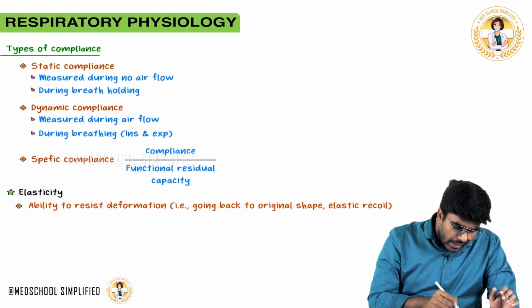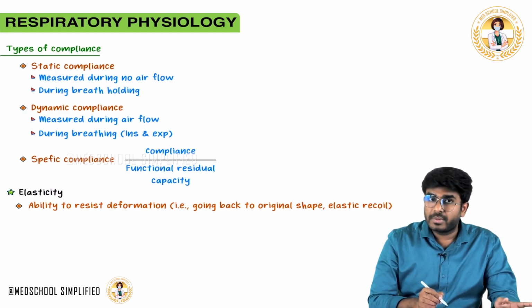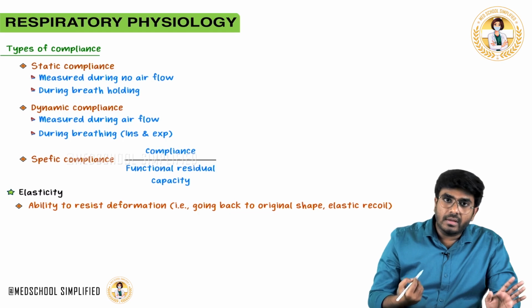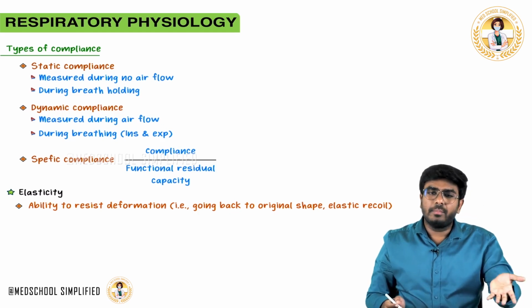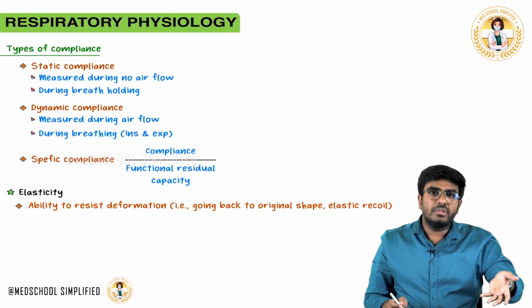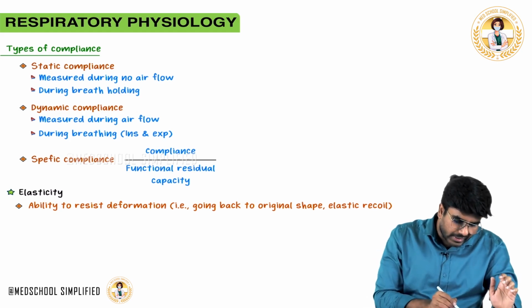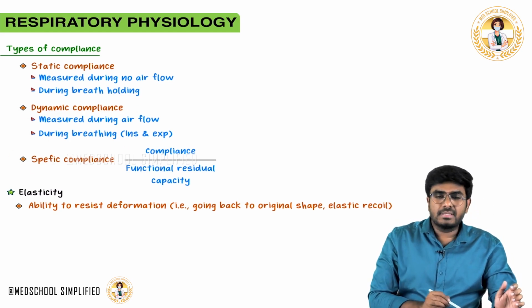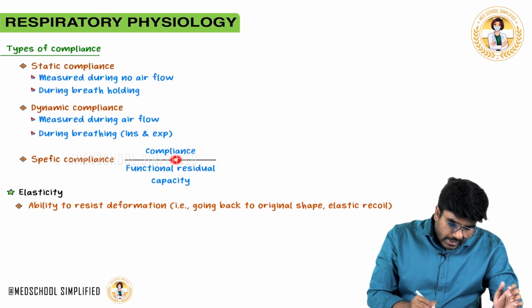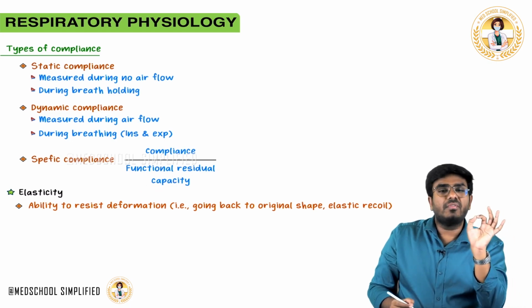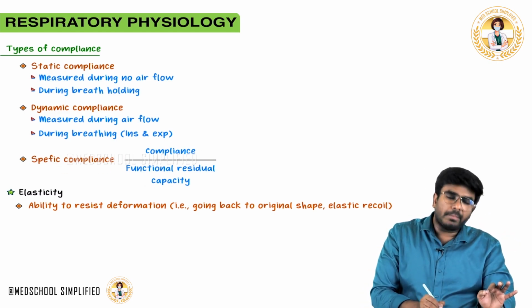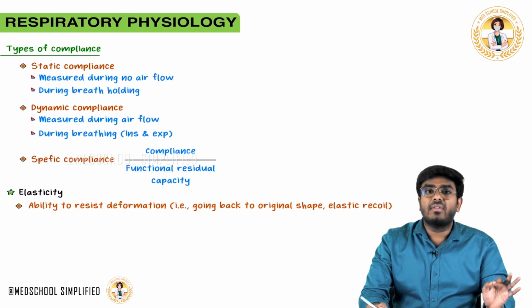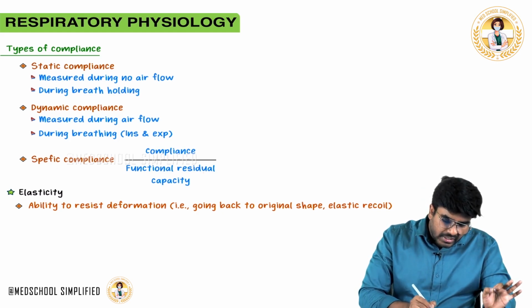But right now, the lung compliance changes during inspiration and expiration. So if you measure the compliance of lung during airflow, during inspiration and expiration, then it is called a dynamic compliance. Dynamic means changes. Changing in the compliance during inspiration as well as expiration. That's dynamic compliance. Now, what is specific compliance? Specific compliance is the compliance of the lung at a particular functional residual capacity. If you measure the compliance at a particular functional residual capacity, it is called specific compliance.